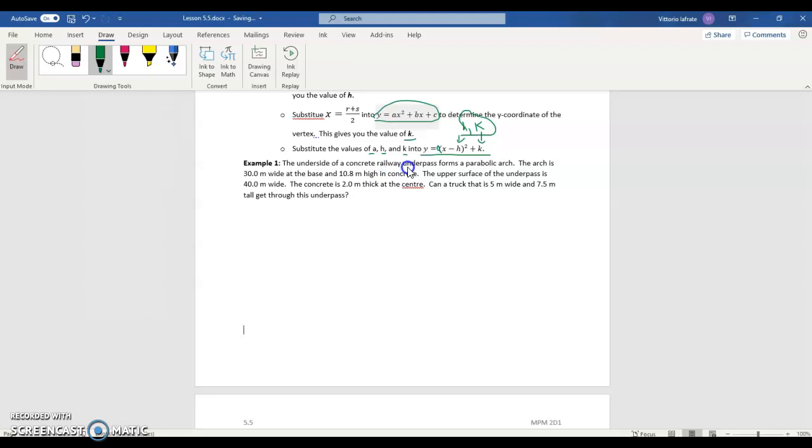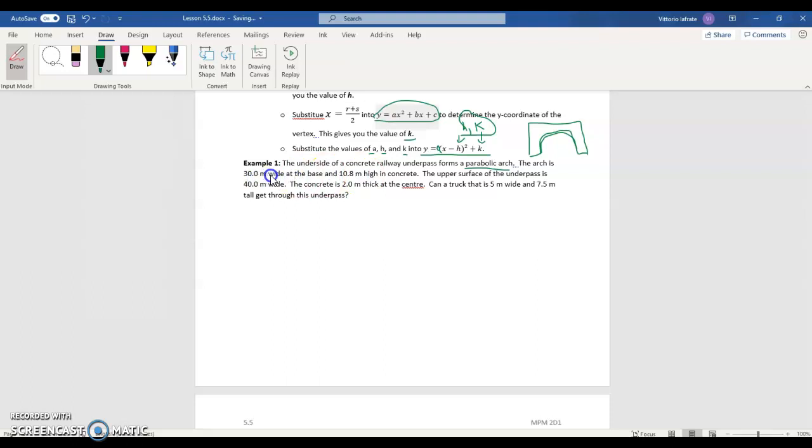The underside of a concrete railway underpass forms a parabolic arch. It's kind of like if you're driving in a car, or your parents are driving, and you're going under a bridge. I'm going to do a brief sketch here. We have a parabolic arch over here. This part here is the parabola.